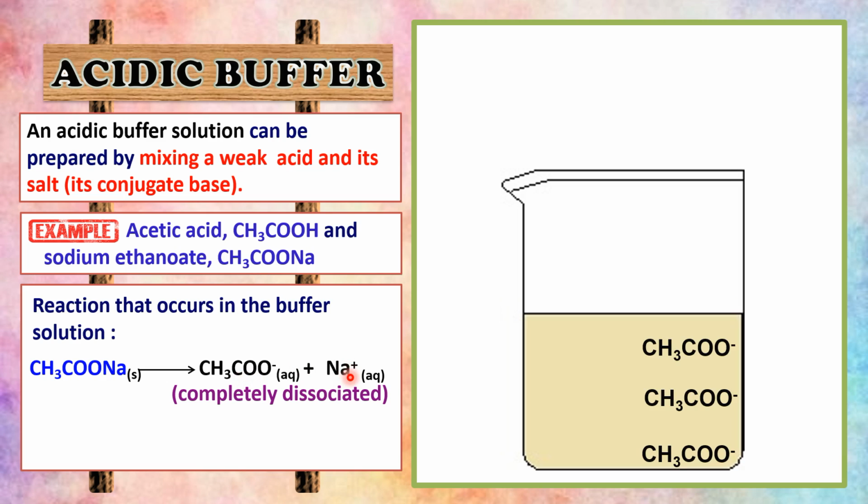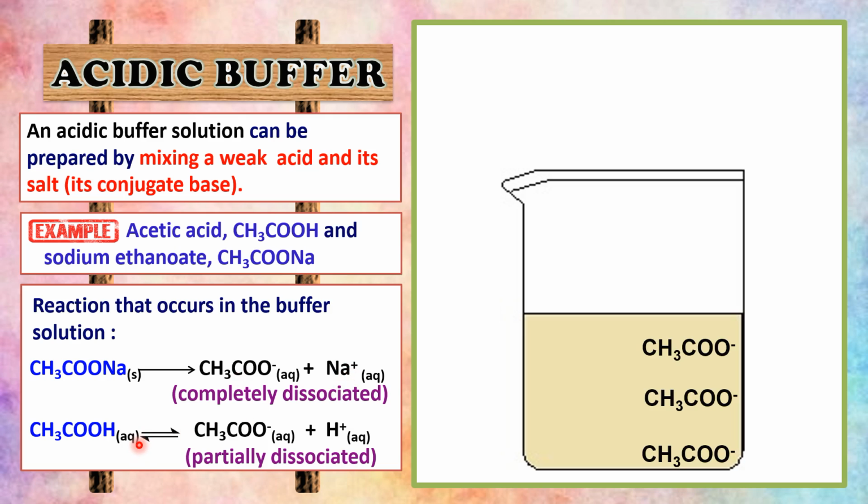For the second reaction, that is the dissociation of the weak acid, that is the acetic acid. Acetic acid exists in aqueous form, so it will partially dissociate, since it is a weak acid, and it will form ethanoate ion and H+ ion. So this reaction is a reversible reaction. Because of that, we have to use the reversible arrow.